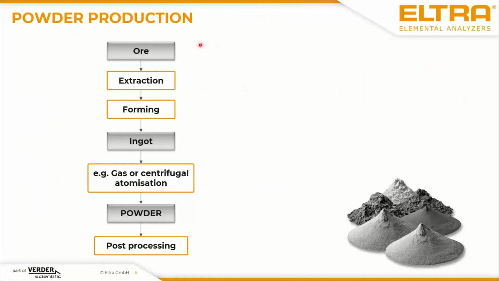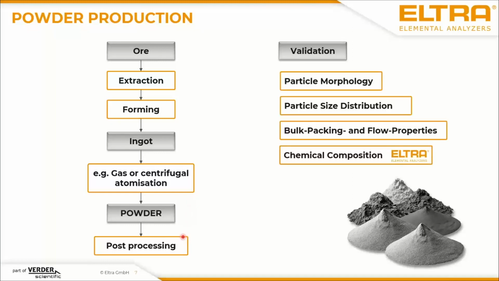Powder production starts here in the very beginning with an ore. You follow the procedure of metal production until you get your ingot, and from there you start with the atomization to receive your powder, which is finally processed. It is important to validate the powder quality. There are certain parameters which are important for 3D printing to see if the powder you have used is suitable for the 3D printing procedure.